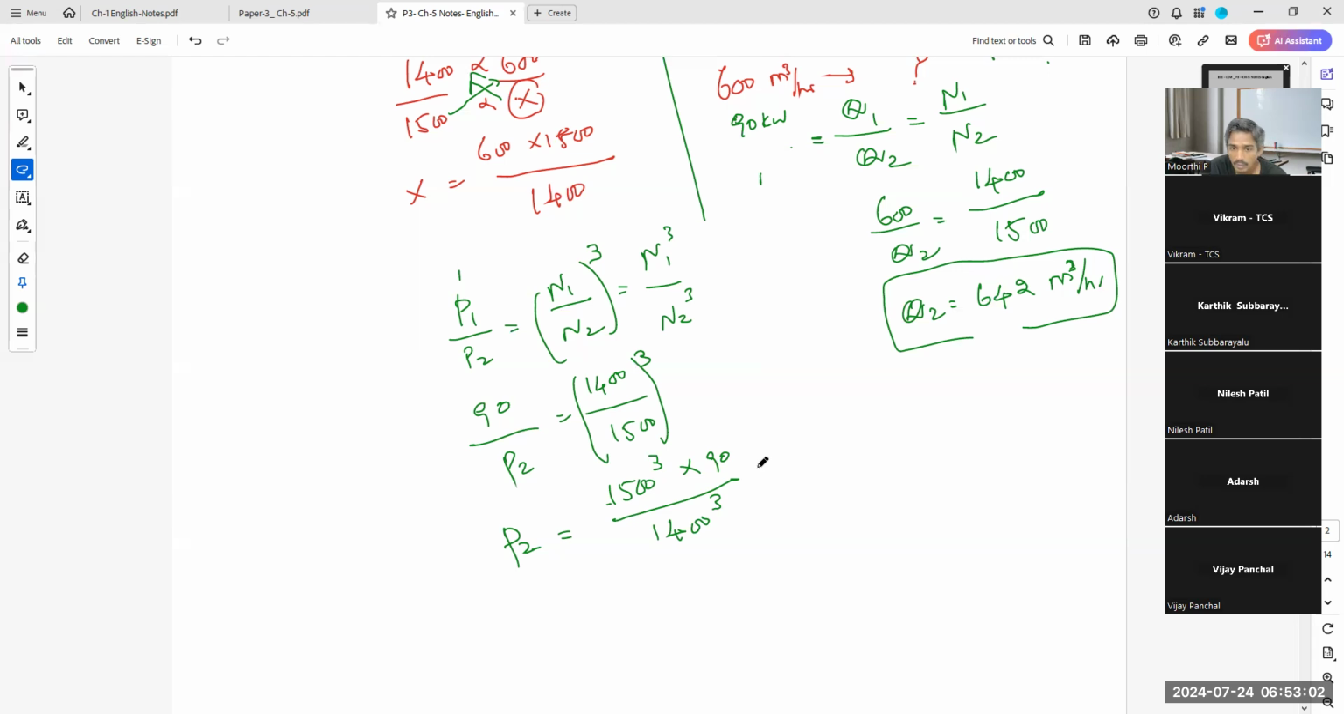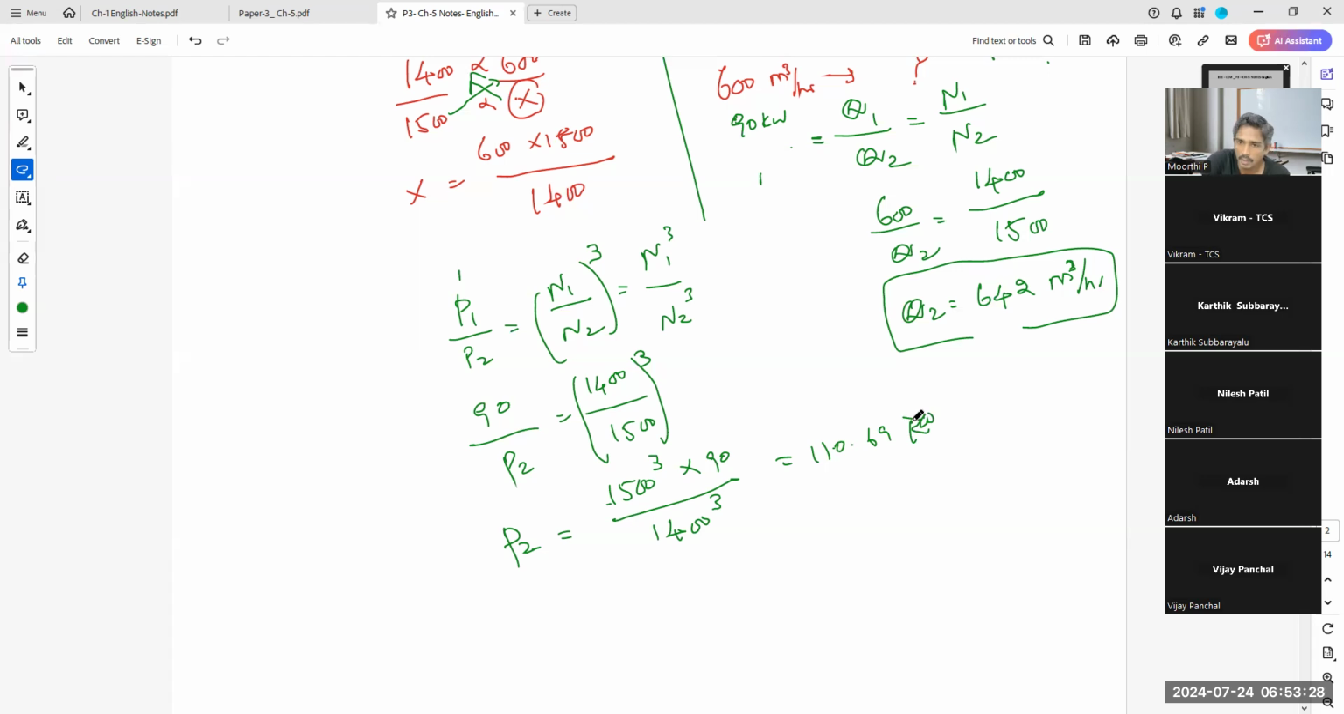Okay, now tell me the value. Into 90. 110.69. 110.69 kilowatt.